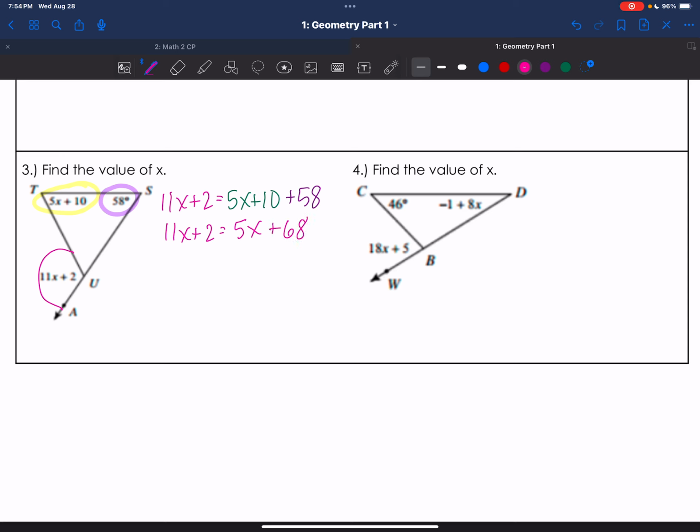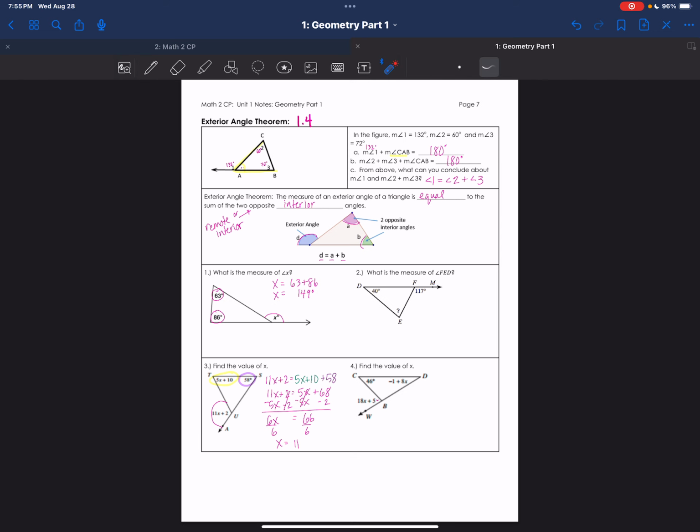Now move your variables. So what you're going to do is subtract 5x. That cancels out. You'll get 6x. Subtract 2. That cancels out. And you've got 66. Divide both sides by 6. Bam, x equals 11. And that's all it's asking for, a value of x. So now you're going to do the same thing. This is your exterior angle, and these are your two remote interior or your two opposite interior. So go ahead, try this one.